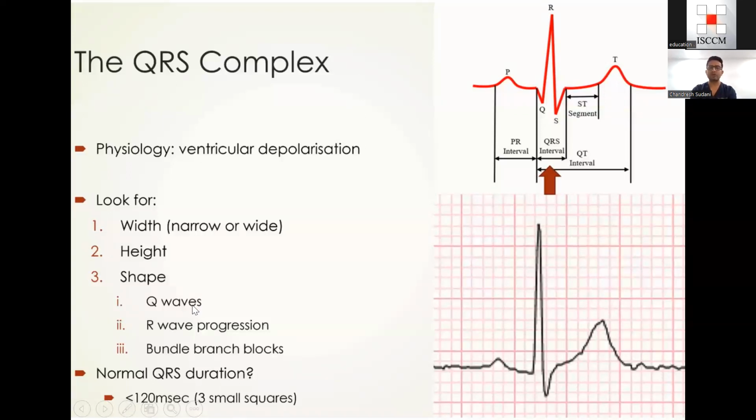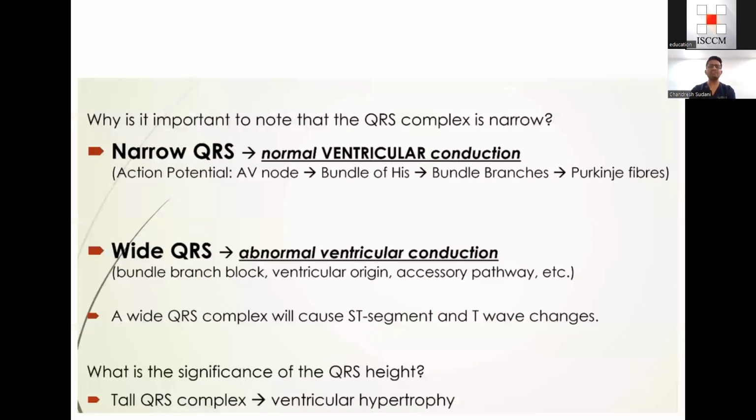And you should also see the shape, whether the Q wave is present in that particular lead or not. Mostly when you put the chest leads from V1 to V6, in V1 and V2 you cannot see the Q wave clearly, but as you go towards V6, the Q wave will be prominent. So why is it important to note whether the QRS complex is narrow or wide? If it is narrow, then you can understand that the ventricular conduction is normal. The conduction pathway goes from the AV node to the bundle of His, from there to the bundle branches, and from there to the Purkinje fibers.